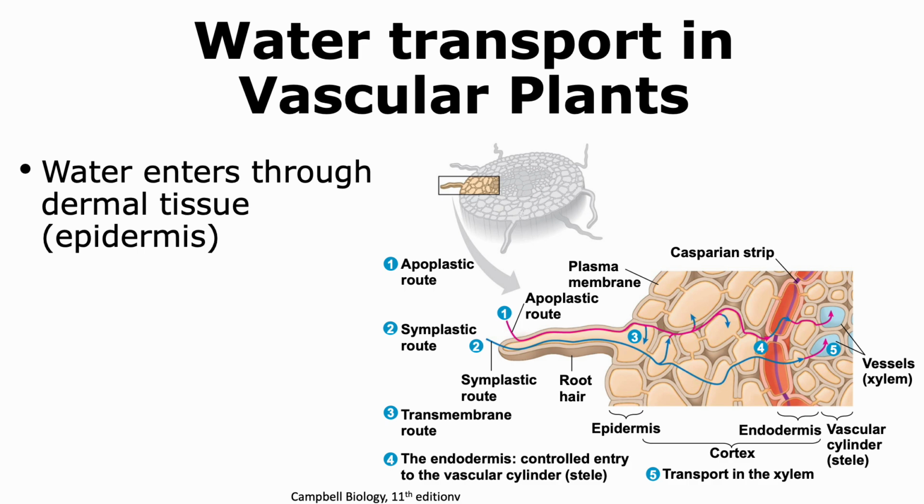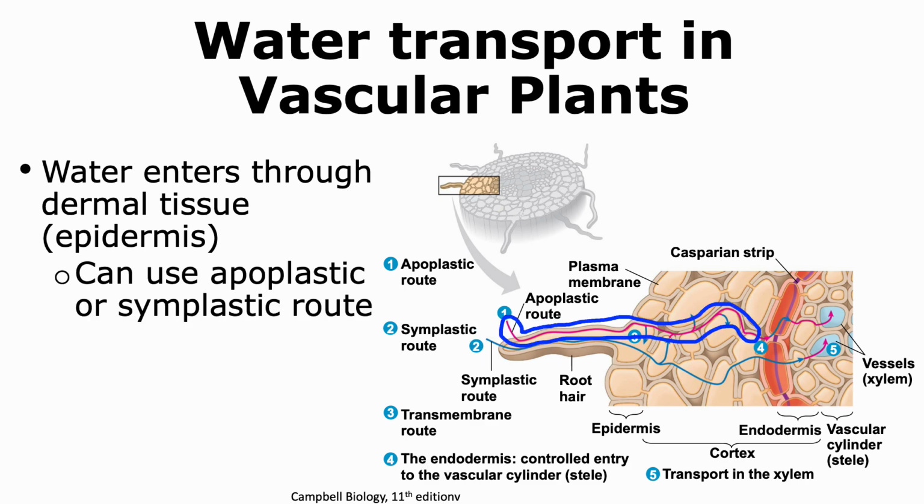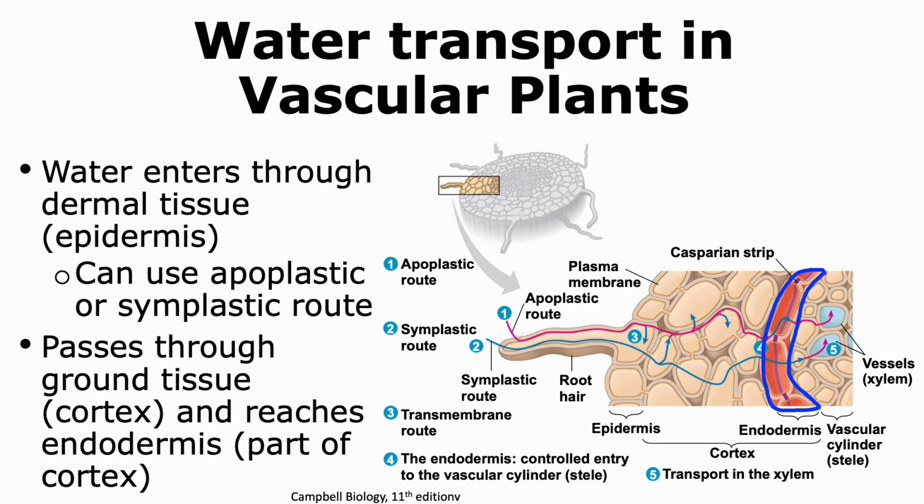Water enters the root through the dermal tissues, which is made up of the epidermis that has hair-like appendages, which are the root hairs. Once the water enters, it can be transported from one cell to another via the apoplastic route, where it flows through the cell walls of the plant cells, or the symplastic route, where the transport occurs through the plasmodesmata. The water then passes through the ground tissue, which is also called the cortex, and ultimately reaches the endodermis layer, which is also a part of the cortex.